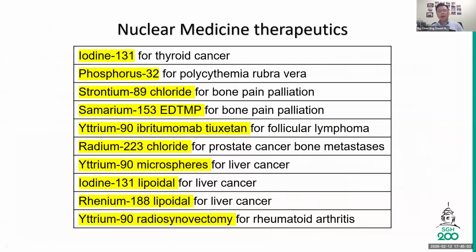Moving on from there, we know that isotopes have been used for medical treatment. For example, iodine-131 for thyroid cancer, phosphorus-32 for polycythemia rubra vera, strontium-89 for bone pain palliation, samarium-153, yttrium-90 antibody for follicular lymphoma, radium-223, yttrium-90 microspheres for liver cancer, iodine-131 lipiodol for liver cancer, rhenium-188 lipiodol for liver cancer, and yttrium-90 for radiosynovectomy for rheumatoid arthritis.